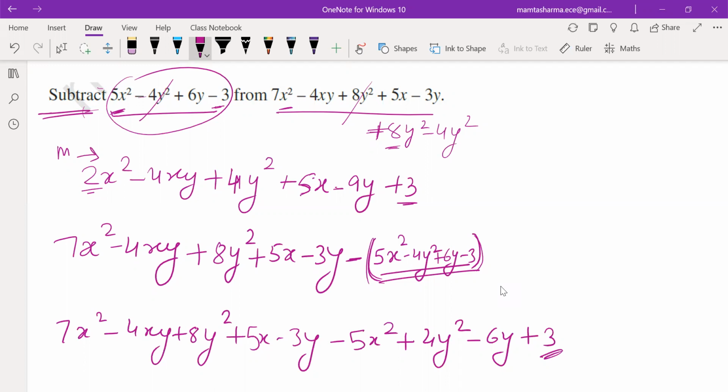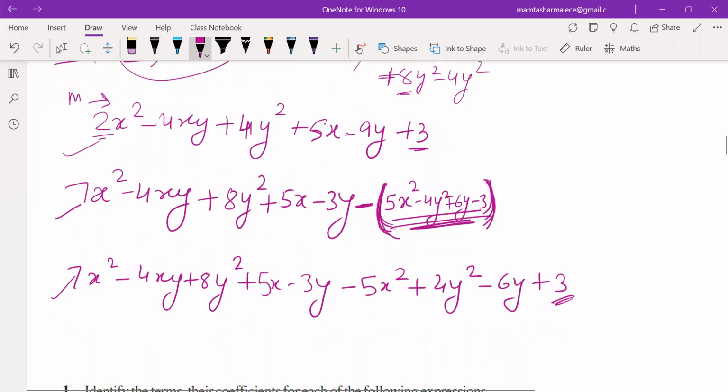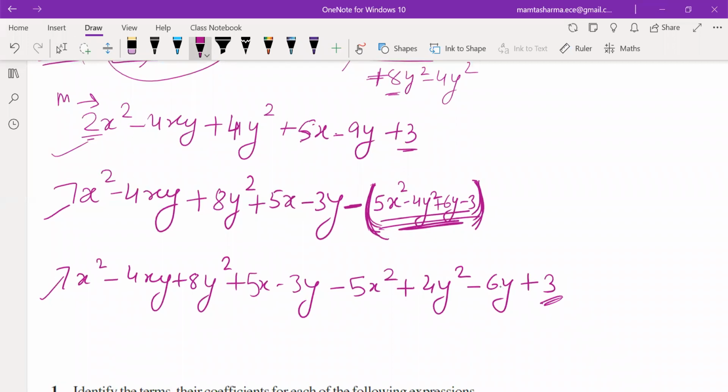Got it? Yes, ma'am. Okay, so don't try to directly solve it. Write all these steps so that there would be no chance of making mistakes. Come up with this practice that whenever you have to subtract any expression, first put that expression inside the bracket and then open it and change the sign. Minus will become plus, plus would become minus. Now you can add the like terms.